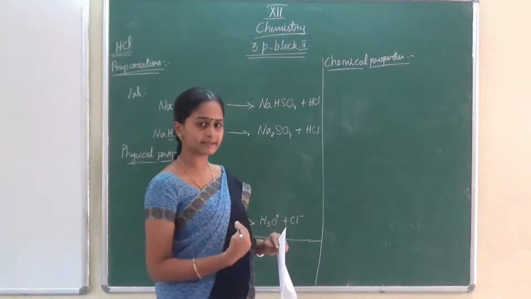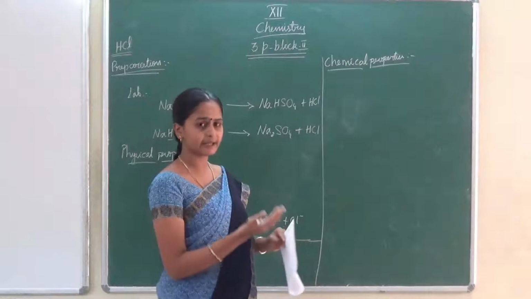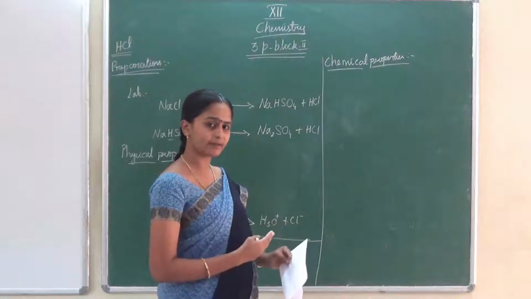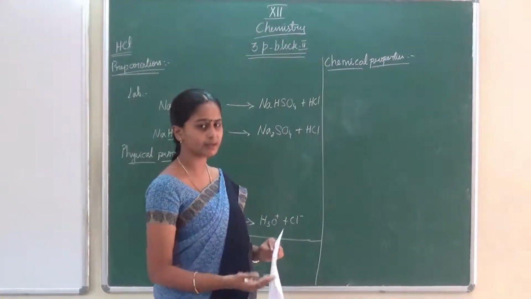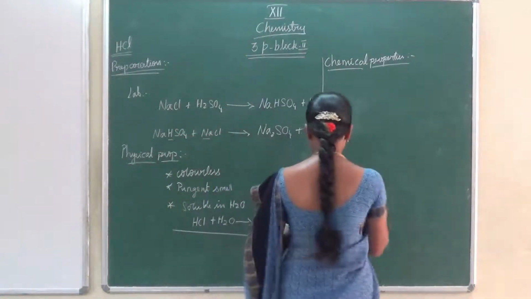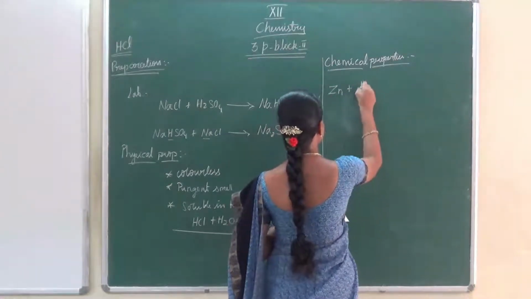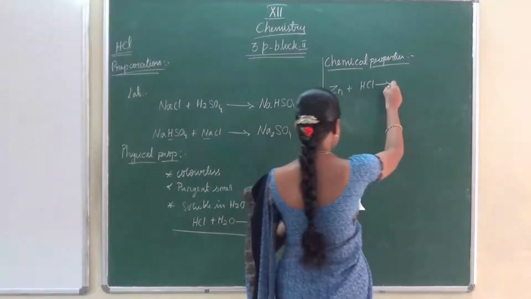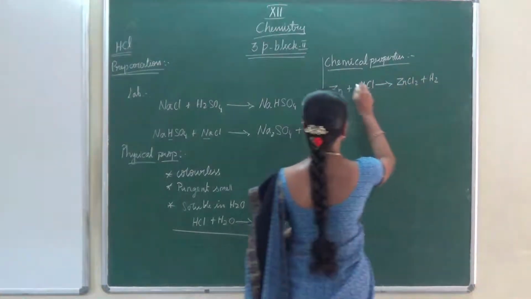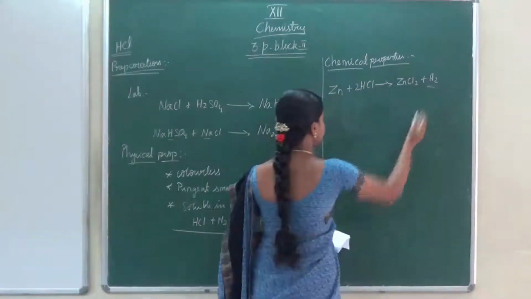And if the acid reacts with a metal, it produces salt plus hydrogen gas. If it reacts with a carbonate, surely the product will be carbon dioxide. With a sulfite, the product will be sulfur dioxide. We are going to see one example for each. The first one, with metal. Zinc is a metal. When it reacts with HCl, it produces zinc chloride, ZnCl2, plus hydrogen gas. When a metal reacts with acid, it produces hydrogen gas.